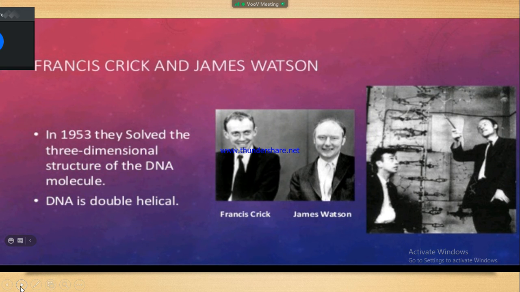Crick and Watson presented the three-dimensional structure model of DNA, and the DNA is a double helical structure. These are the two most famous scientists. They are also the basis of genetics because genetics is nothing without DNA. These two scientists tell us the structure of the DNA, how DNA looks, where adenine is present and how adenine is bound with thymine, and how guanine is bound with cytosine.